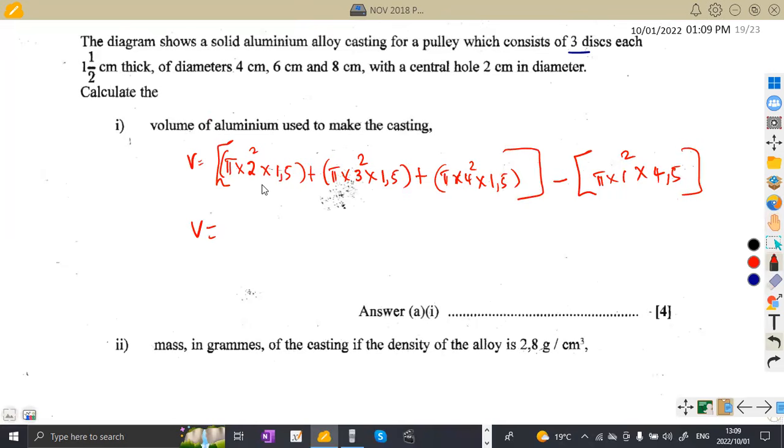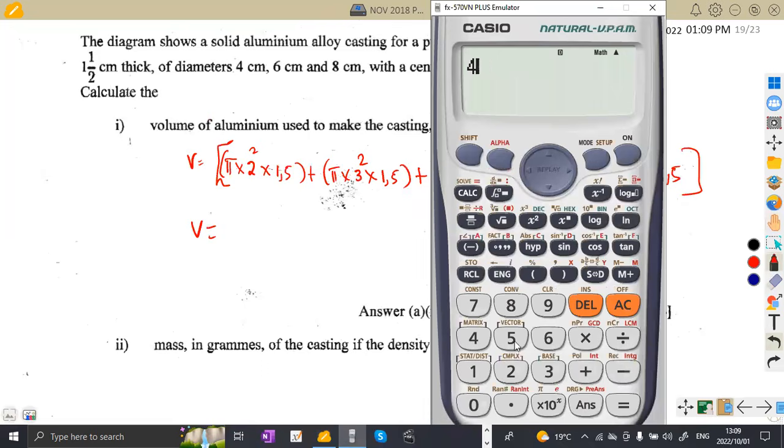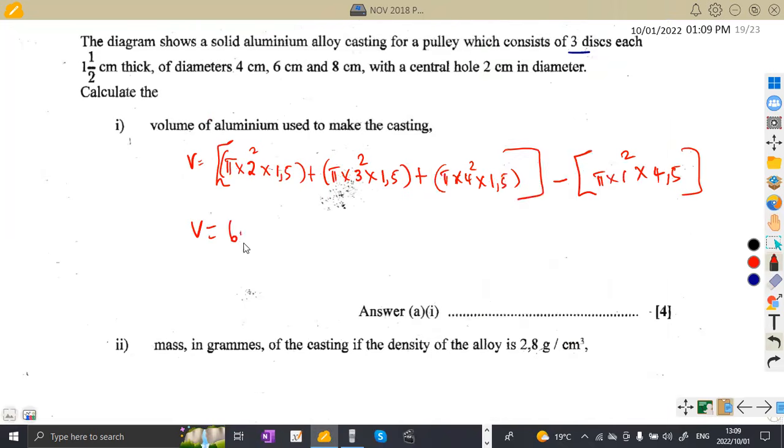If we do that here, we're going to have 4 times 1,5, which is 6. So it's going to be 6 pi plus, when you simplify this part, you're going to obtain 13,5 pi, plus this one, which is going to give you 24 pi. So that is 24 pi here. All right. So that is it minus this part here. So it's 4,5 pi, because a number times 1 is itself. So it's going to be 4,5 pi.